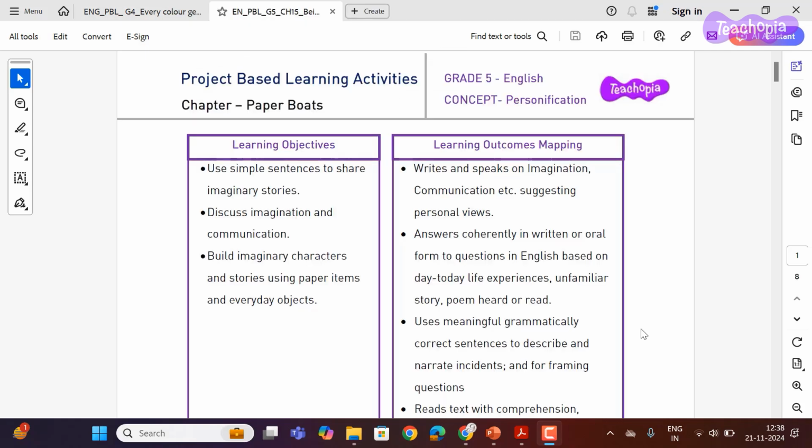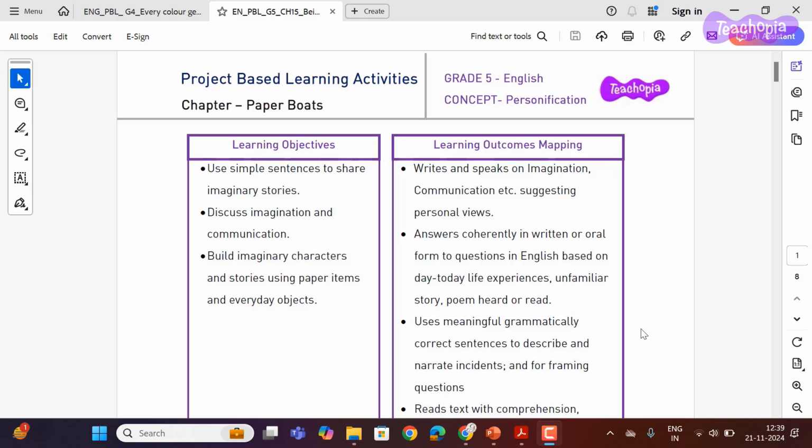PBL for grade 5 on chapter Paper Boats, exploring the concept personification. Learning objectives are: use simple sentences to share imaginary stories, discuss imagination and communication, and build imaginary characters and stories using paper items and everyday objects.